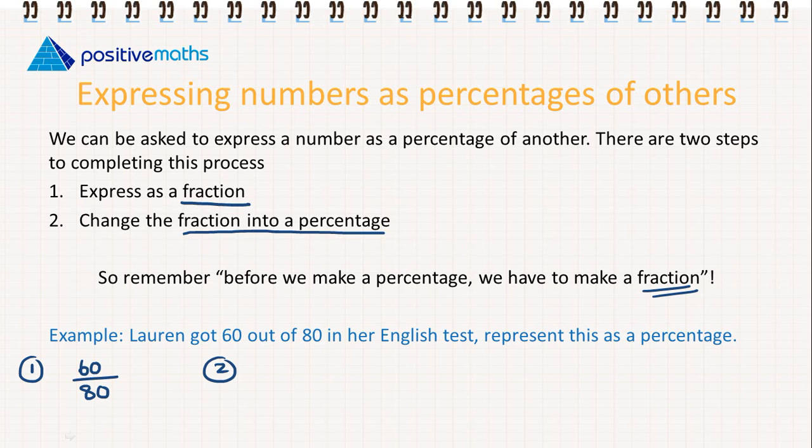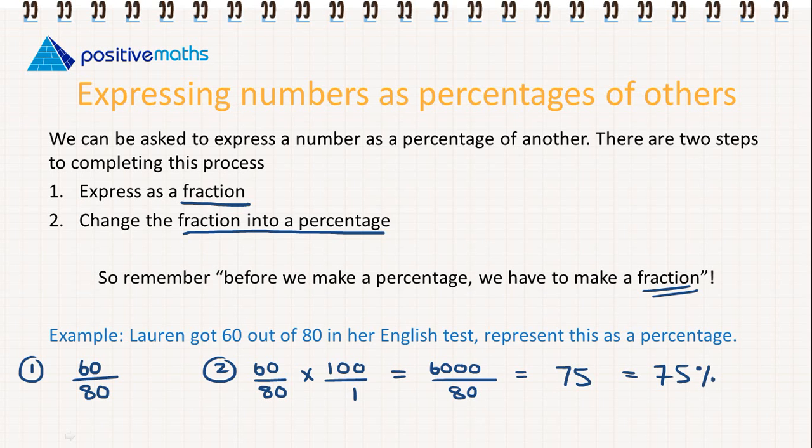Step two then. 60 over 80 multiplied by 100 over 1 will give us our percentage. So we multiply the numerators, we get 6,000, multiply the denominators. Okay, so now we're dividing 80 into 6,000. So our answer will be 75. So that is 75%. So if she got 60 out of 80 in her English test, she got 75%.